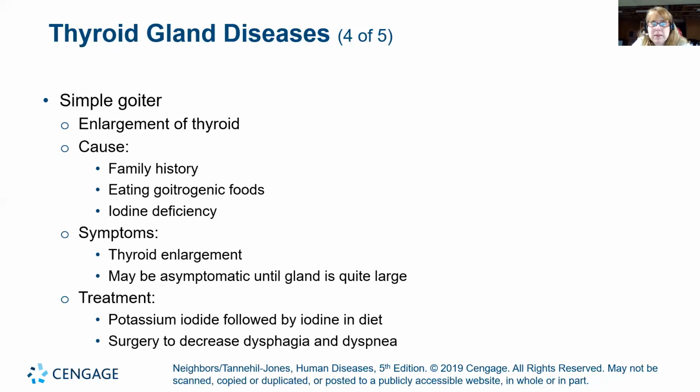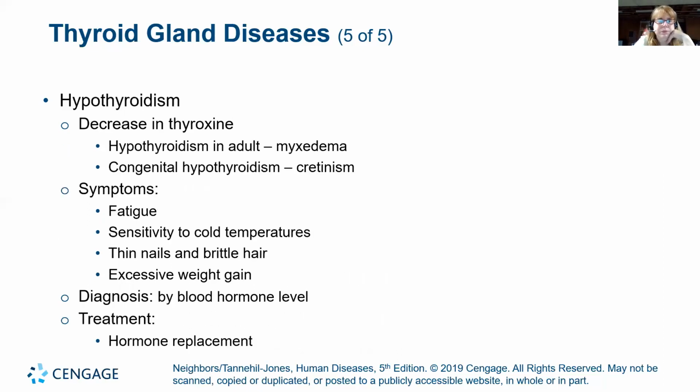The problem with simple goiter is if there is a lump in your throat, it can cause pain in the throat, it can cause pain when you're breathing, it can cause difficulty speaking. So they can decrease those side effects by removing it if it is too large.